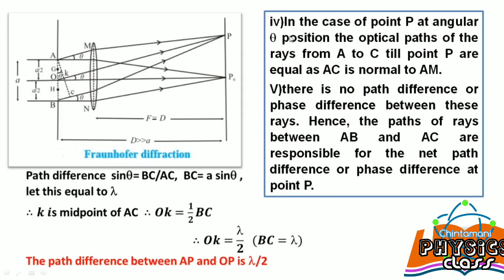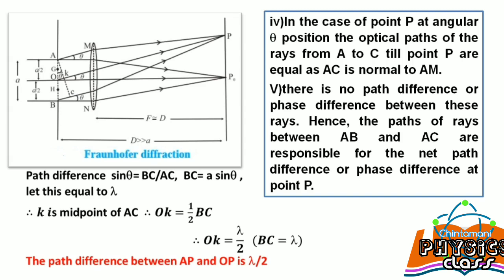Now, in the case of point P at angular position theta, represented by theta, the optical paths of the rays from A to C till point P are equal, as AC is normal to AM.